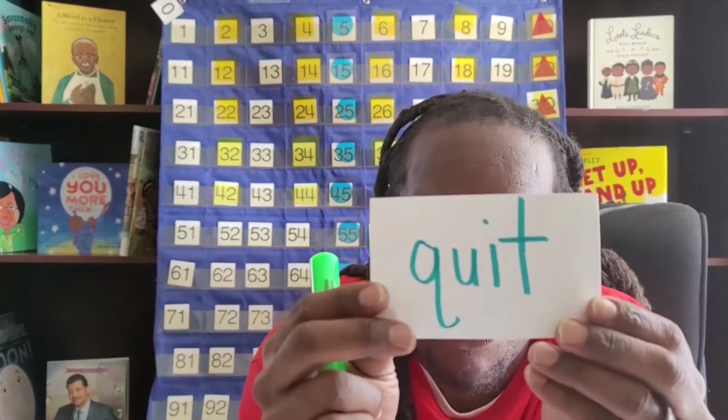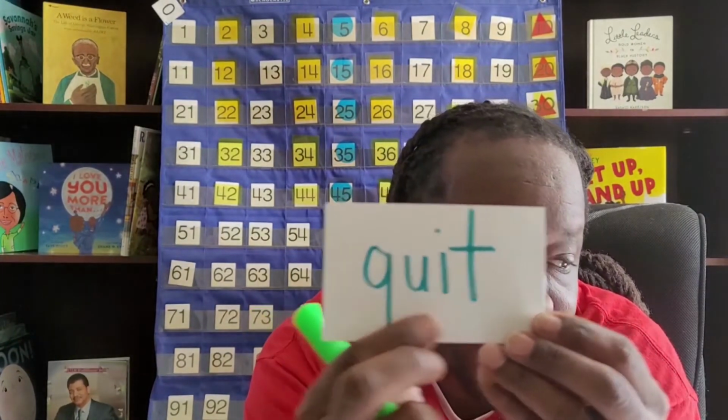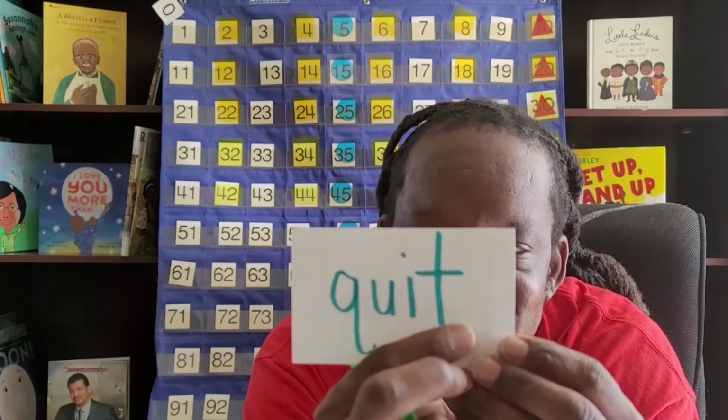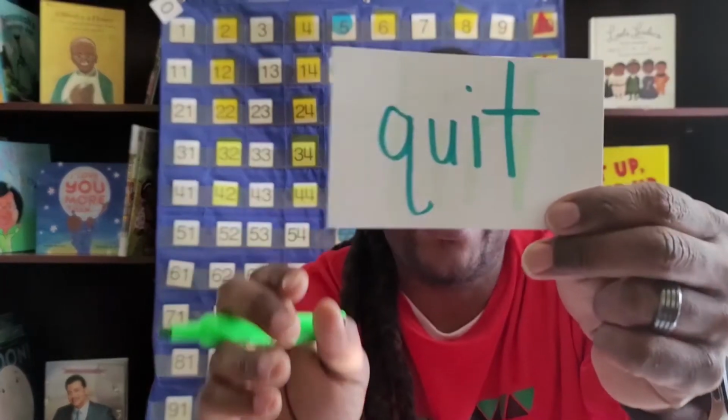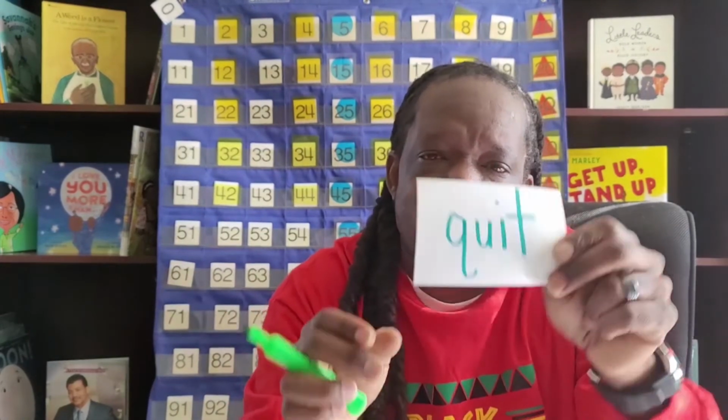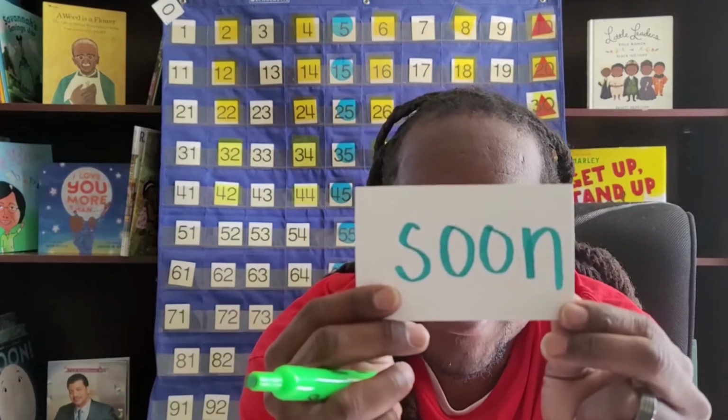Thunder. Thunder. All right, our next sight word is quit. Let's spell quit. Q-U-I-T. What word rhymes with quit? Quit and hit. Don't hit me. Don't hit the screen. You might break it. Quit and hit.